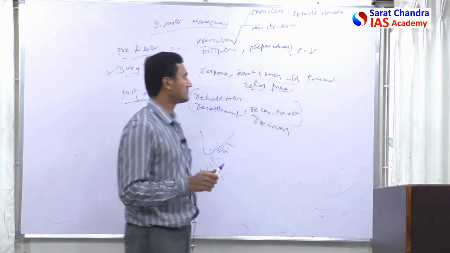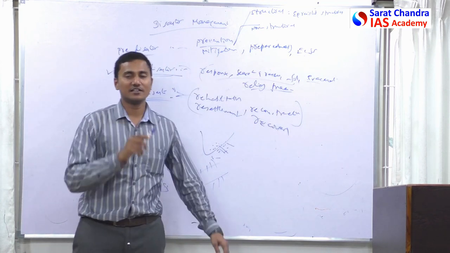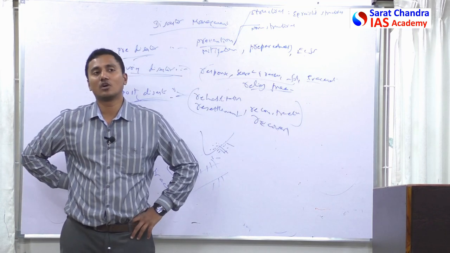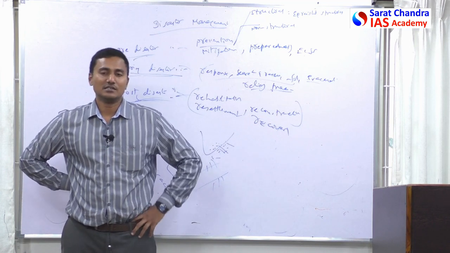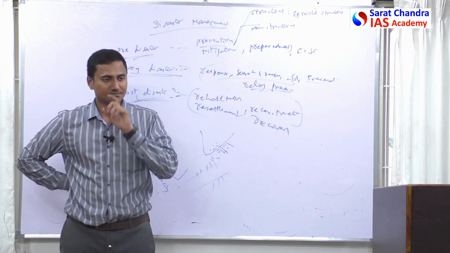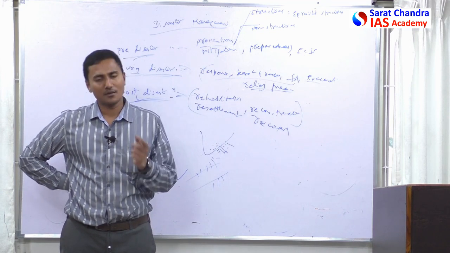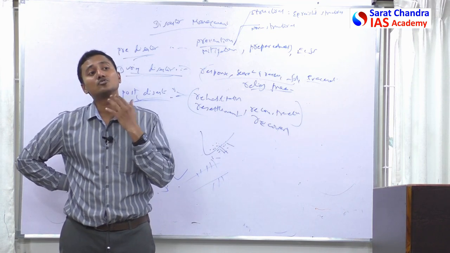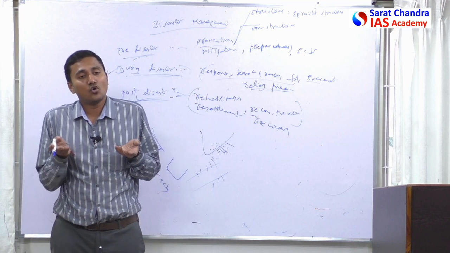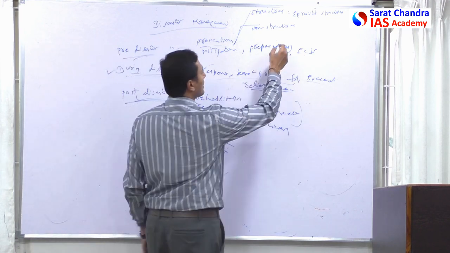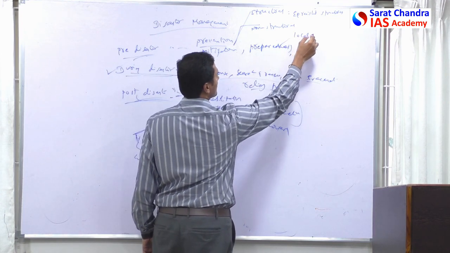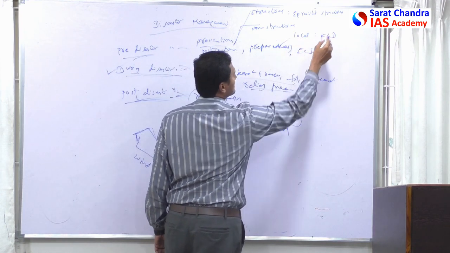See, in preparedness, what's telling is involving the local people. Actually, preparedness means who should be prepared? Central government should be prepared. State government should be prepared. Even the local people should be prepared, because local people are called the first line of defense.